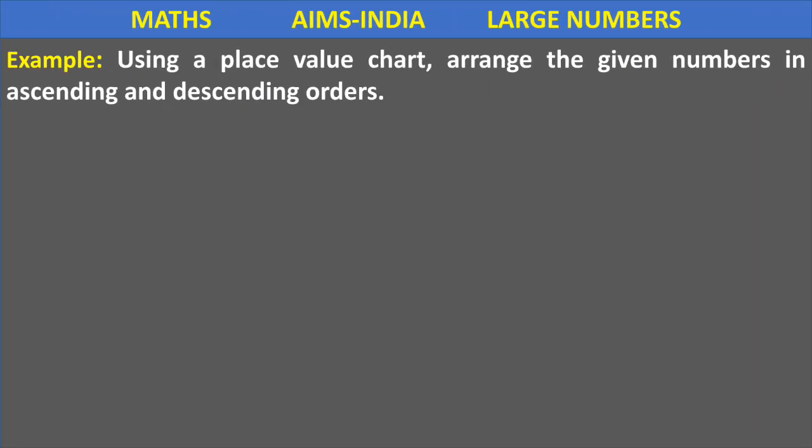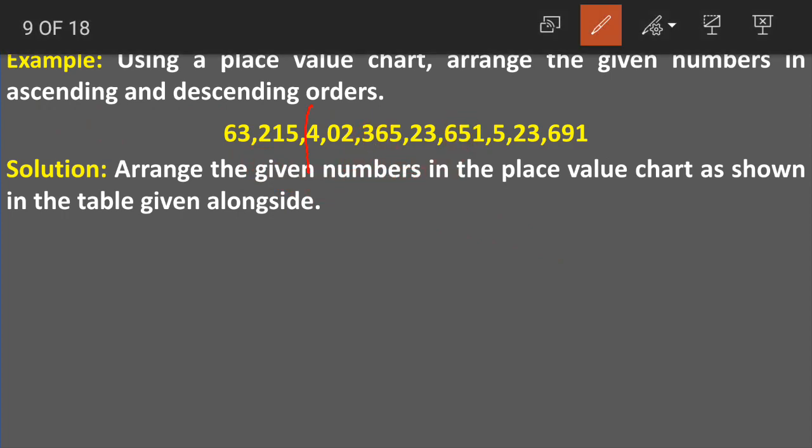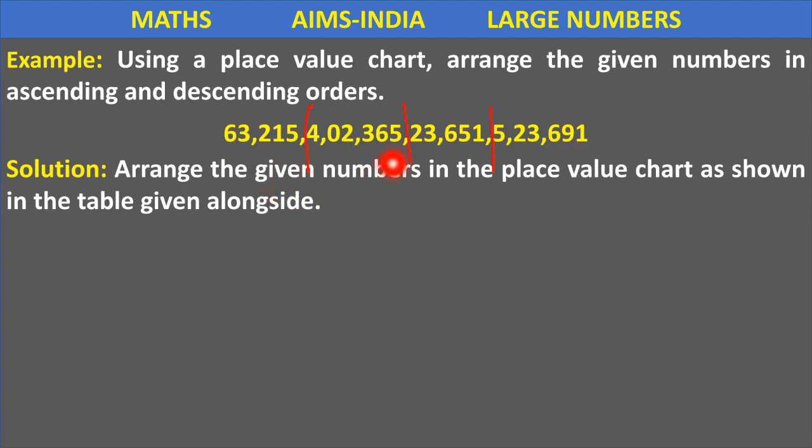It's time for us to solve some examples. Using a place value chart, arrange the given numbers in ascending and descending order. You know what a place value chart is, right? And you also know how to compare numbers. Now we have to simply arrange them in ascending and descending orders. Look at the numbers given in the question. We have 1, 2, 3 and 4. This is the first number, this is the second number, this is the third number and this is the fourth number. Okay, children?